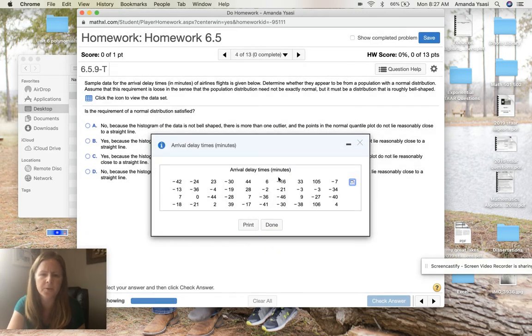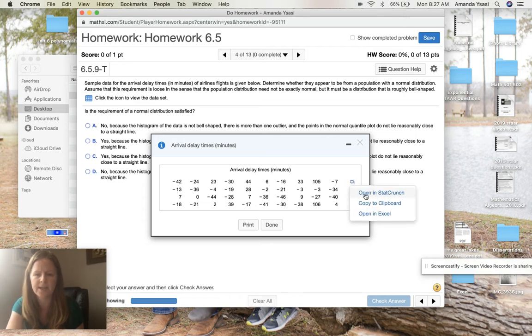Okay, so here's our data. And then look at this little icon here. We can click that. We're going to open it in StatCrunch.